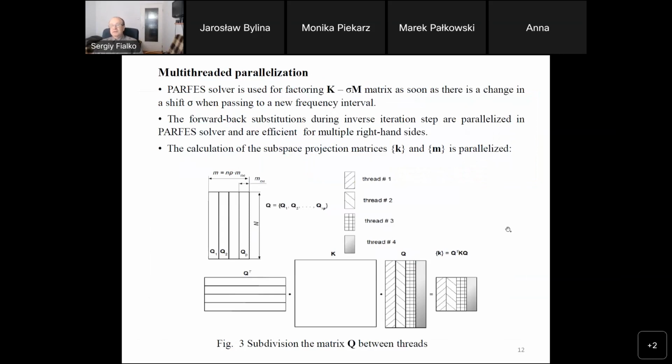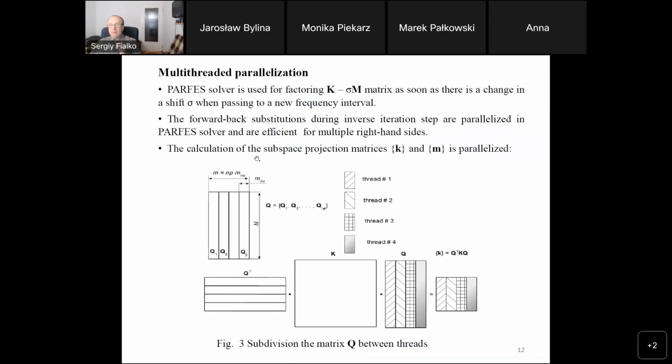Multithreaded parallelization. First of all, we use the highly parallelized PARFAIT solver for multi-core computers for factorization of the shifted matrix K minus sigma M, as soon as there is a change in the shift value sigma when passing to the new frequency interval. Then, the forward-back substitutions during the inverse iteration step in the PARFAIT solver are parallelized and are especially efficient for multiple right-hand sides.